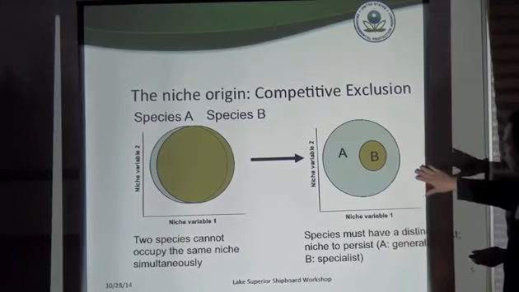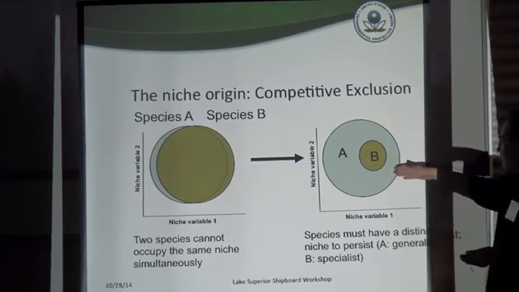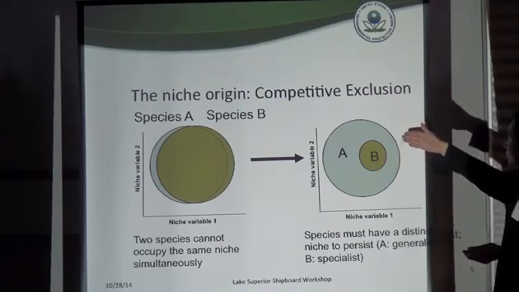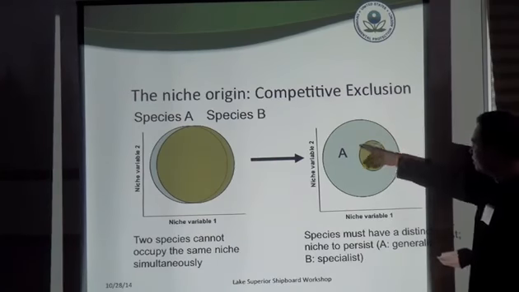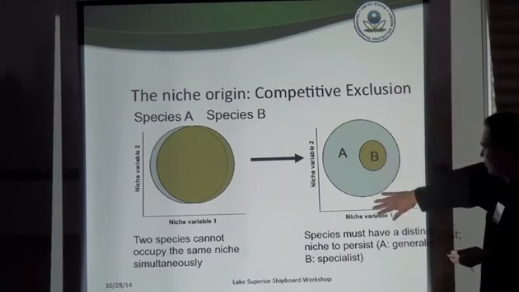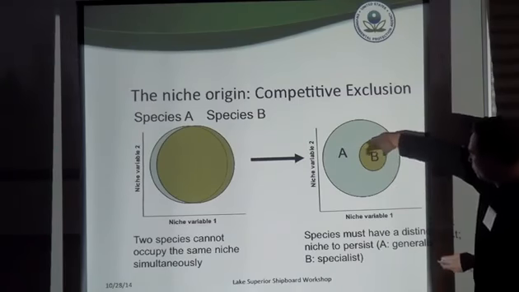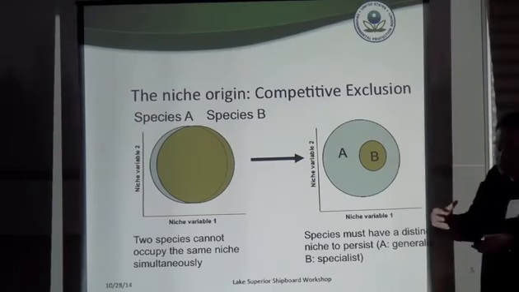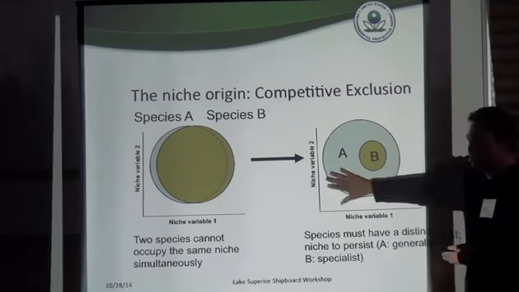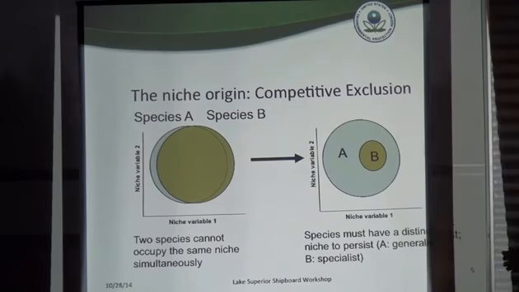Which means that one of these species must change. Or maybe both will change. They have a distinct niche. So now, in this case, B has become better at specializing in a smaller range of, say, soil moisture and a smaller temperature range. And so within that little world, it can outcompete this generalist who persists over a broader range of environmental conditions. And that's the competitive exclusion principle.